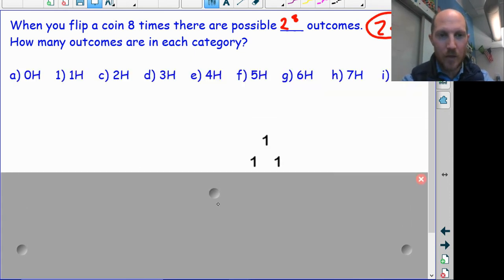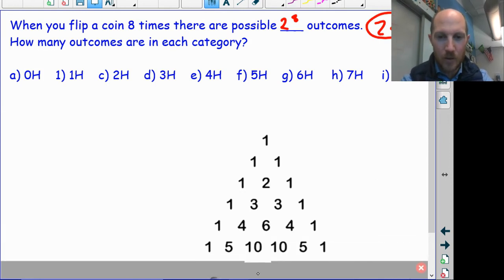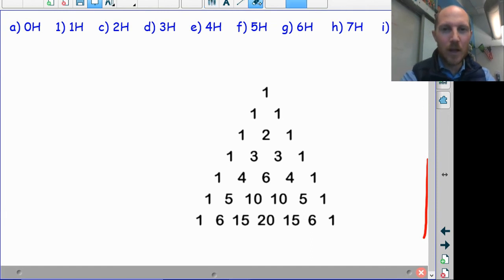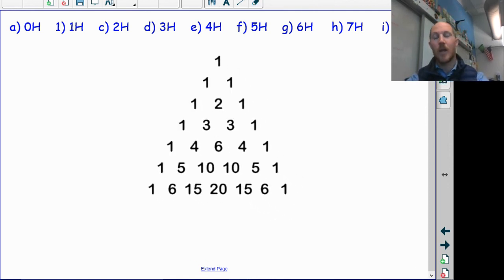Okay, how many outcomes are in each of these categories? 0 heads, 1 head, 2 heads, 3 heads, 4 heads, 5 heads, 6 heads, 7 heads, 8 heads. Okay, well, I have to go to row 8. Oh, no, it's not there. All right, well, fortunately, we know how Pascal's triangle can be created. Because we got that pattern, we could add together to get some more rows. For example, there's another way, which we'll learn tomorrow, where you don't have to actually create all of Pascal's triangle. But for today, we'll just keep adding here.